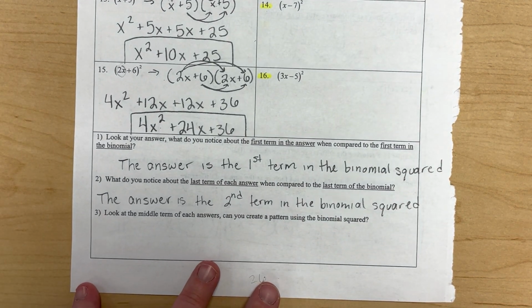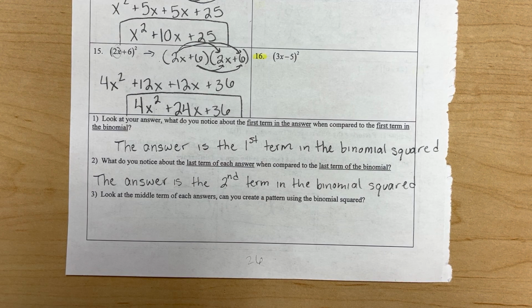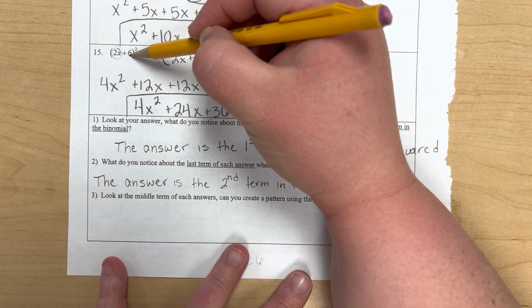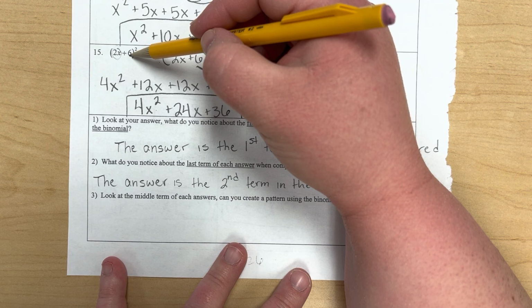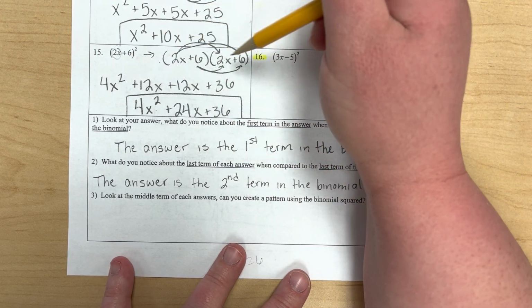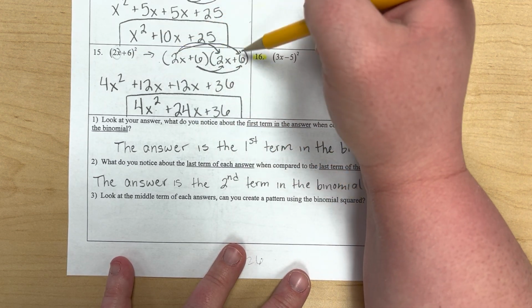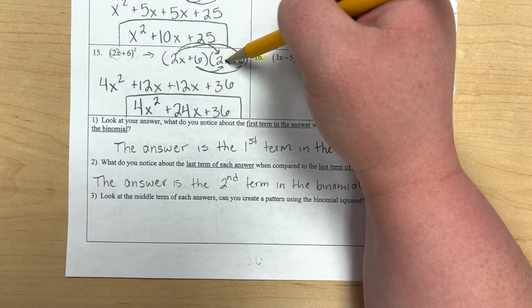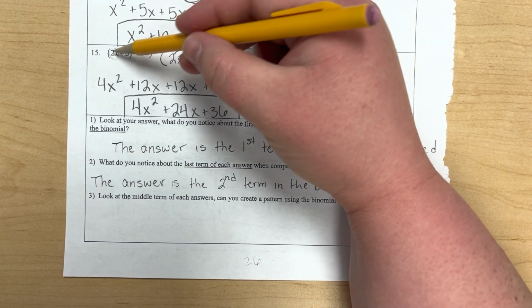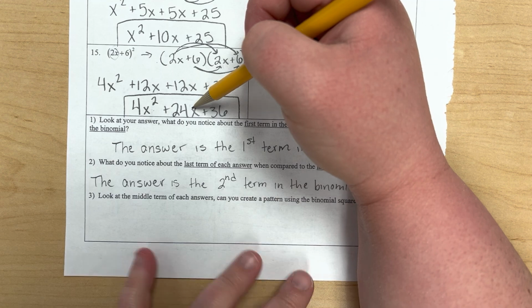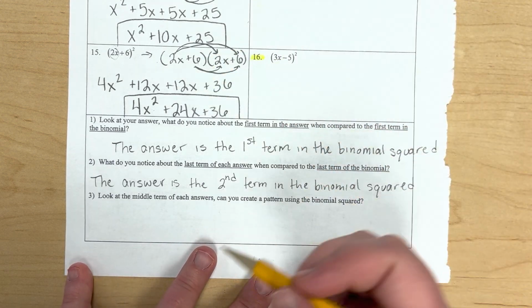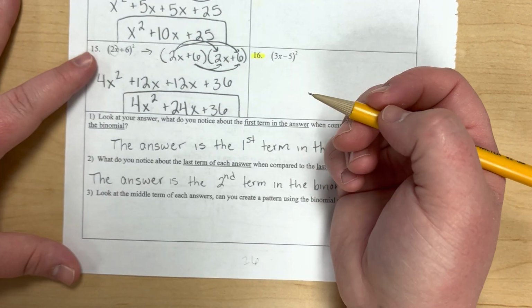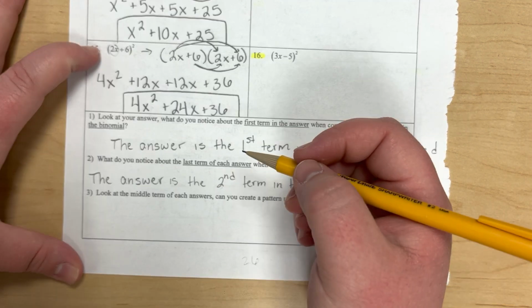All right, now number 3 says, look at the middle term of each answer. Can you create a pattern using the binomial squared? Well, in this one, you should see 2 times 6 gives you 12, right? And 12 times 2, because there would have been 2 of them from the multiplication, 1 from 2x times 6 and 1 from 6 times 2x. If you multiply these 2 together and then multiply by 2, you get the middle. And that's true for every single one of these. So the middle term of each answer does create a pattern.